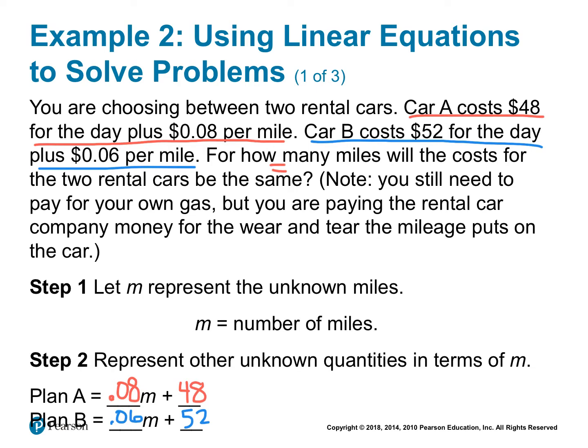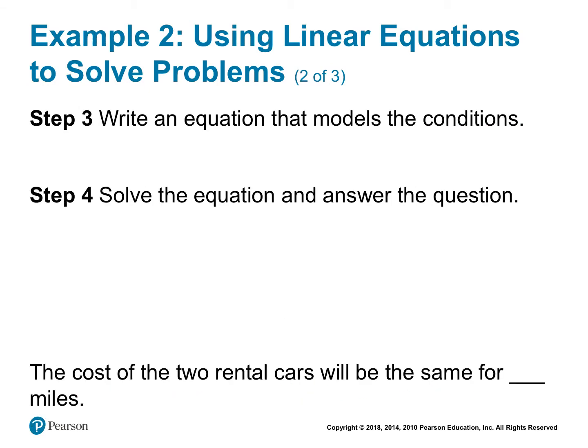So we're going to have to know when is plan A, or rental car A, I should have said, sorry, equals, I'll just put plan B. When are those going to be equal to each other? So as an equation, that would be 0.08M plus 48. When is that going to equal our other rental car option?